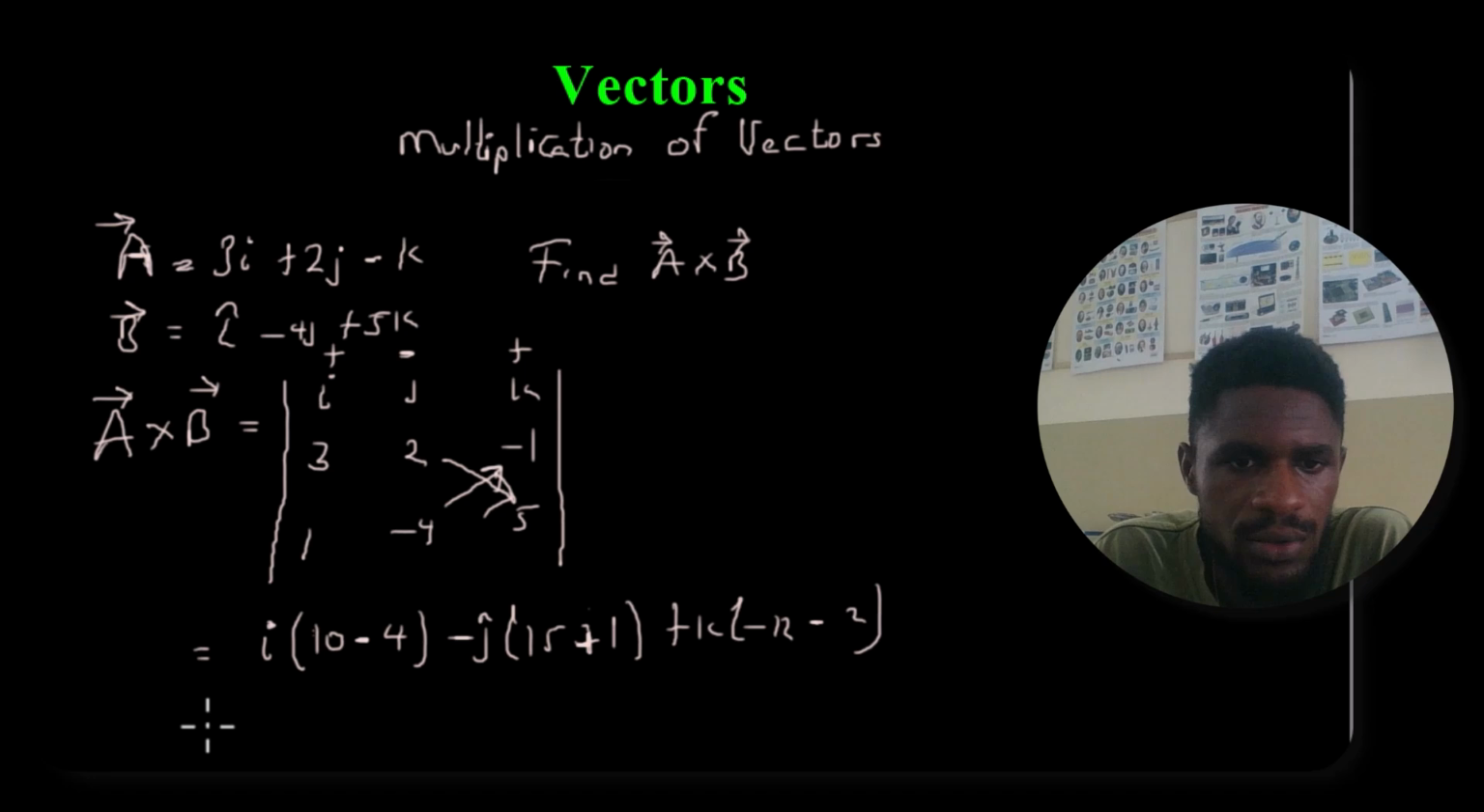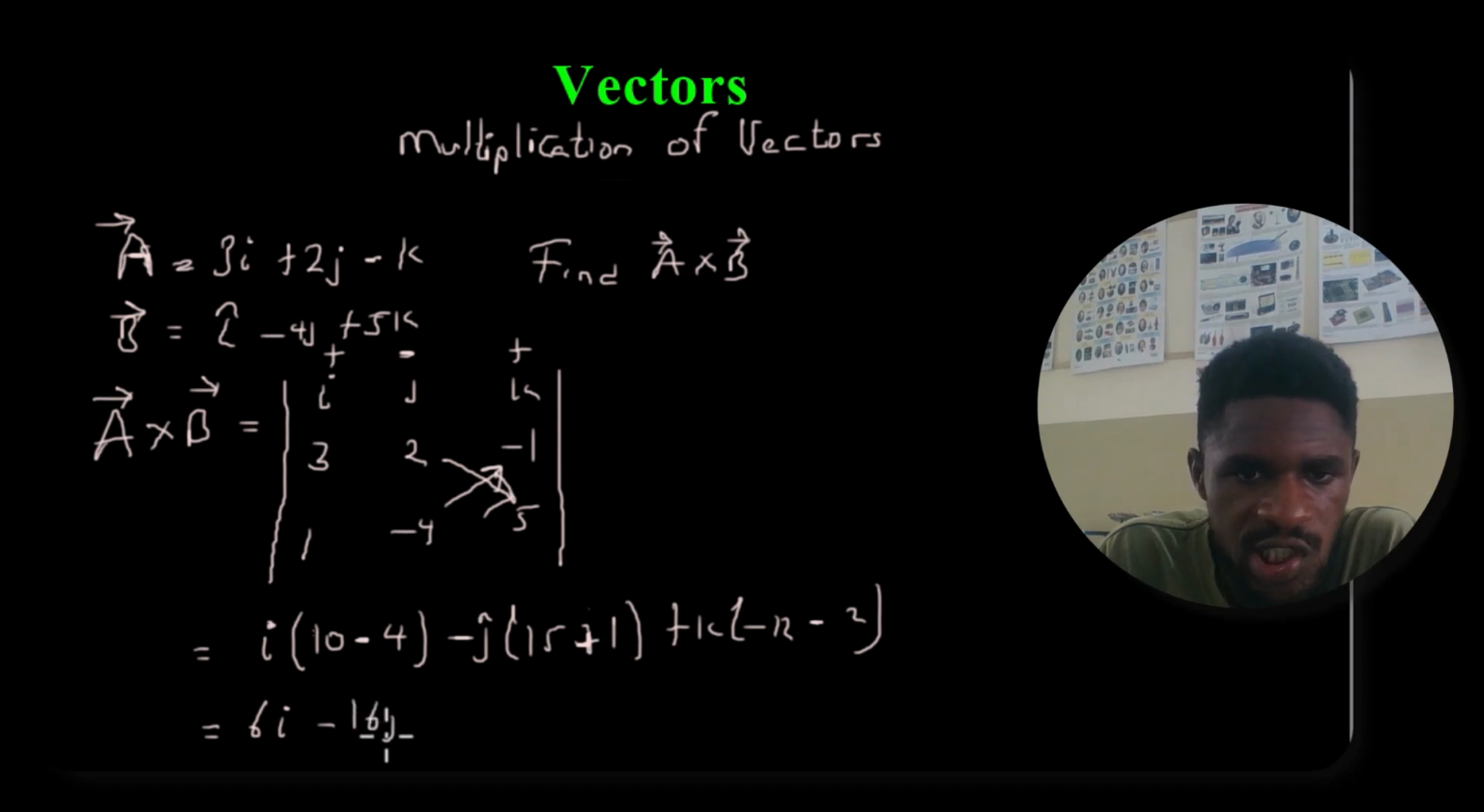And then finally, we have 10 minus 4, so that's 6i. 15 plus 1, that's 16, so minus 16j. Then minus 12 minus 2, so that's minus 14k. So this is our C vector.